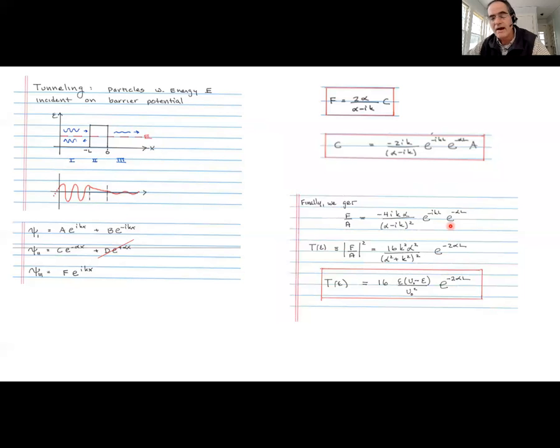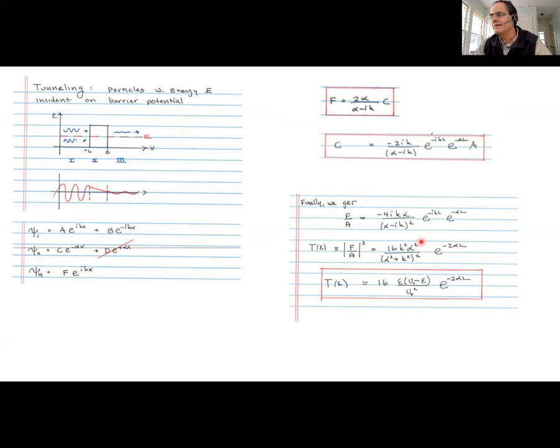Okay? Now, really, we'd like to find the transmission probability. And so to find the probability, we need to take the absolute value squared of both sides. And that's going to give us the expression that we want, okay? So the last step here is to take that absolute value squared on both sides. So absolute value squared of F over A, that's the transmission probability, okay? And then this turns out to be equal to, as you can easily show, 16k squared alpha squared divided by quantity alpha squared plus k squared squared times e to the minus 2 alpha L, okay?